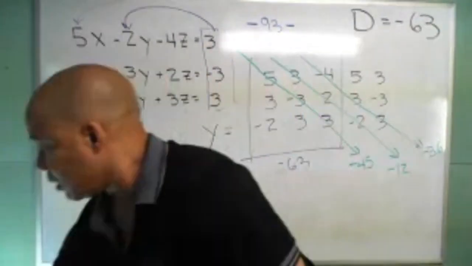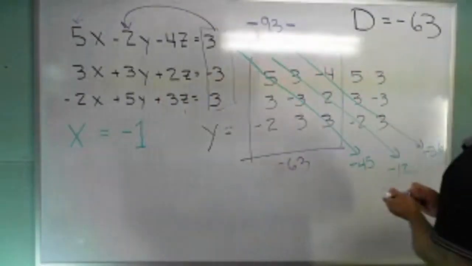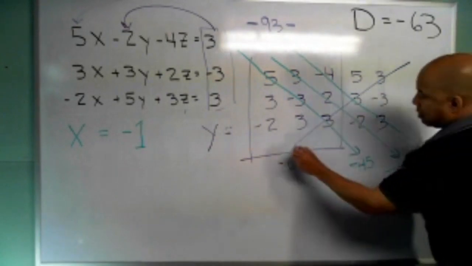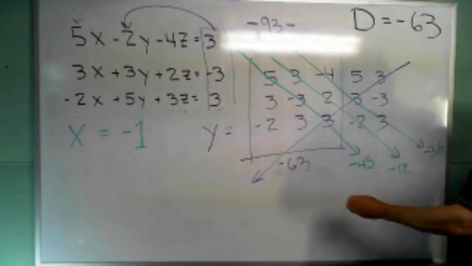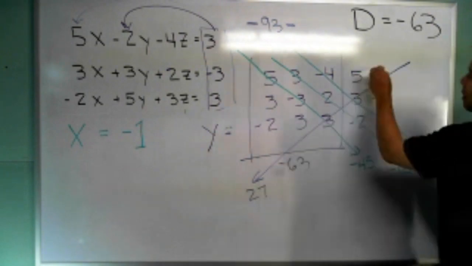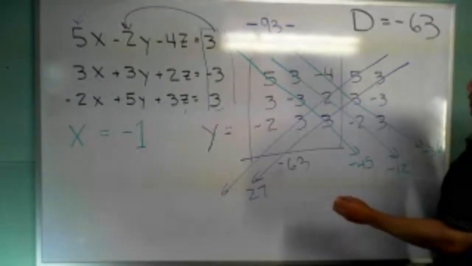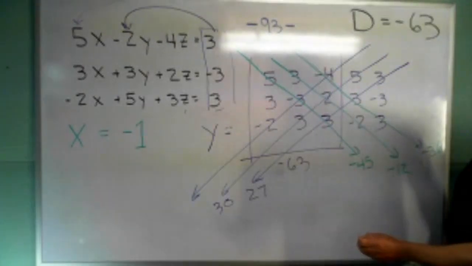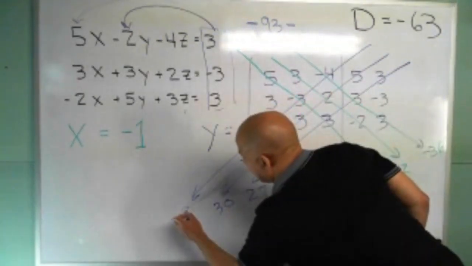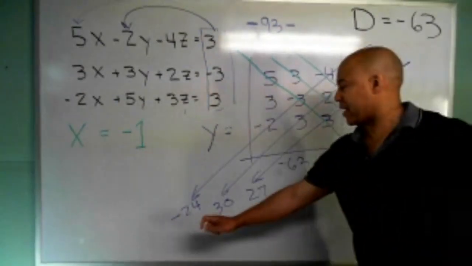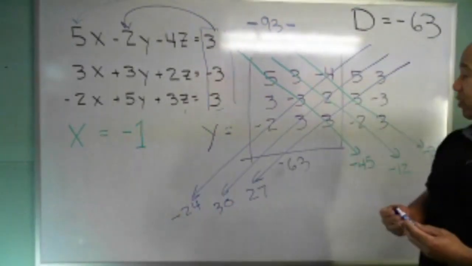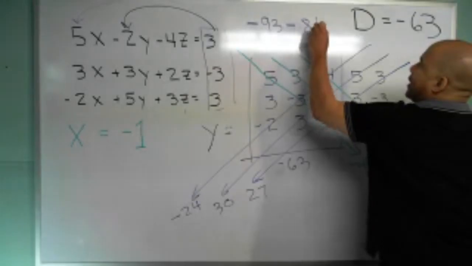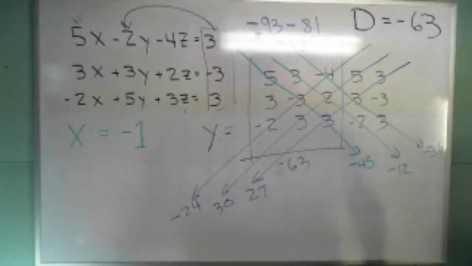That's purple. I don't want to use the same color. Let's try the blue. Okay, so I got 9 times 3 is 27. I got 10, I got 30. And I got 12, 24 with a negative sign in front of it. When I did the multiplication right, I got a negative 24, a 30, and a 27. How much is that? Negative 81. Negative 81 divided by negative 63. And let me know what you get.